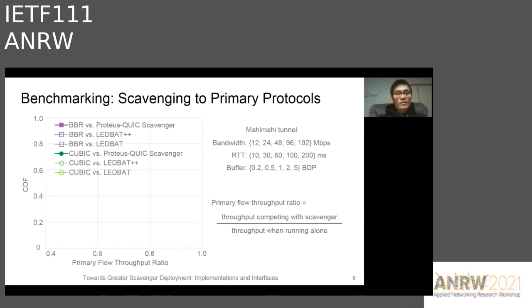For benchmarking purposes, we compare the impact of LEDBAT, LEDBAT++, and the Proteus QUIC Scavenger to BBR and Cubic using a combination of Mahimahi bottleneck setups. The figure presents the CDF of primary flow throughput ratio. When the primary flow uses BBR, we can say LEDBAT++ does have improved performance compared with LEDBAT, and it is even similar to our QUIC Proteus Scavenger. But for Cubic, a Cubic flow achieves 5.6% higher throughput competing with Proteus QUIC than with LEDBAT++.